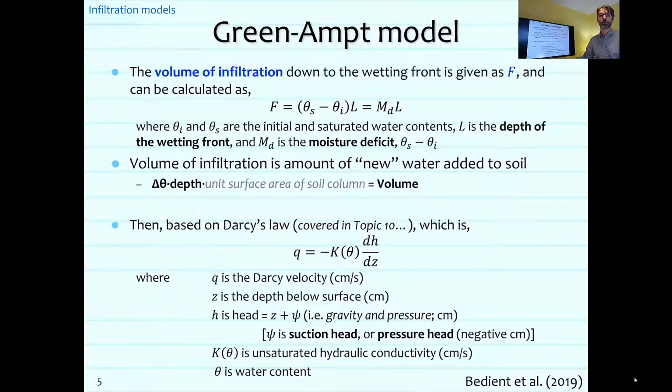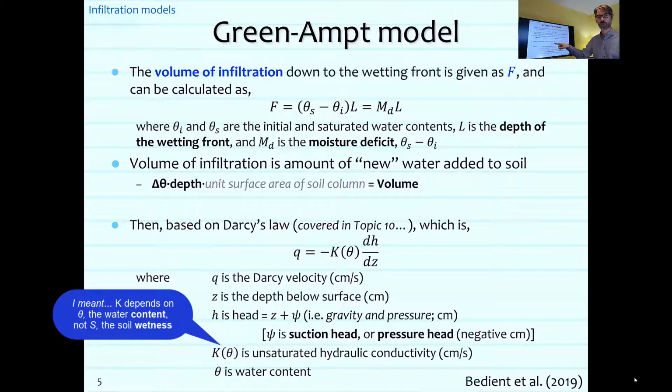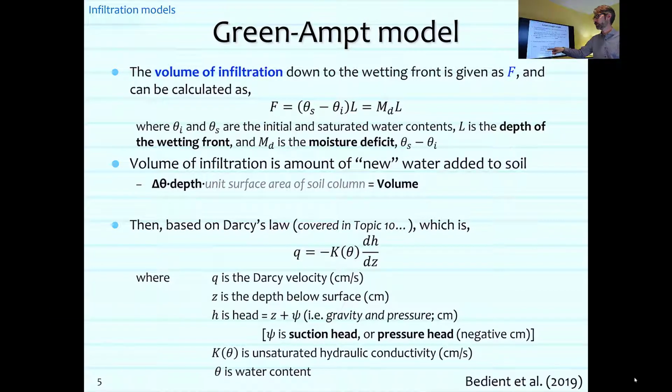We then use Darcy's law, and this will be covered in more detail in topic 10. You may remember this from previous courses as the Darcy velocity Q is equal to negative the unsaturated hydraulic conductivity, which is a function of the soil wetness, multiplied by the change in head with respect to depth below the surface. This is going to be the equation that we modify to get to our Green and Ampt model.